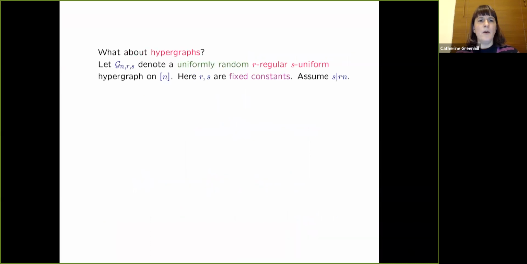All right, what about hypergraphs? So I've been working a bit on small subgraph conditioning methods for hypergraphs. Now I'm going to use r for regularity and s for uniformity, just because that was established in the first paper that applied the small subgraph conditioning method to hypergraphs, and I've just sort of stuck with it. So r and s are still fixed constants, and we have to assume that s divides rn, so that we have some hypergraphs of this form. Every vertex is in r edges, and every edge has exactly s vertices, right?